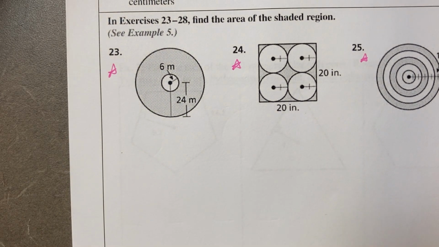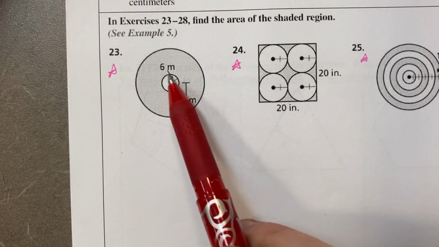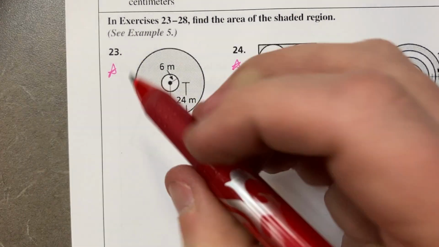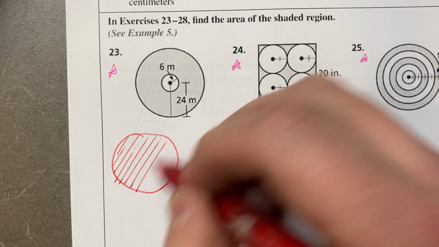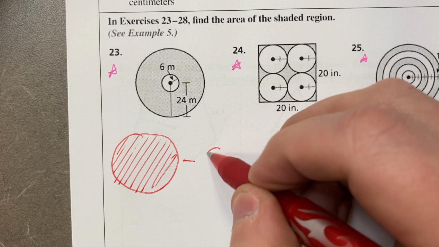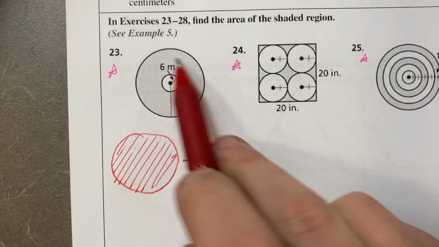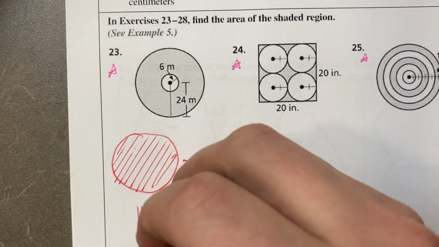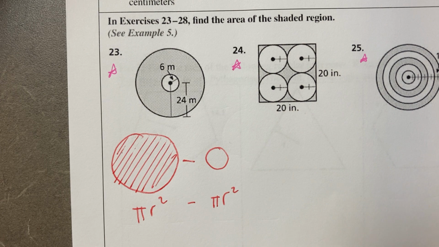This is the famous donut problem. How do you find the area of the donut? Well, you gotta cut out the donut hole. So you have to take a large piece of dough and you have to cut out the donut hole. And therefore, that leaves you with the area of this shaded part. So this is a big pi r squared minus a little pi r squared.